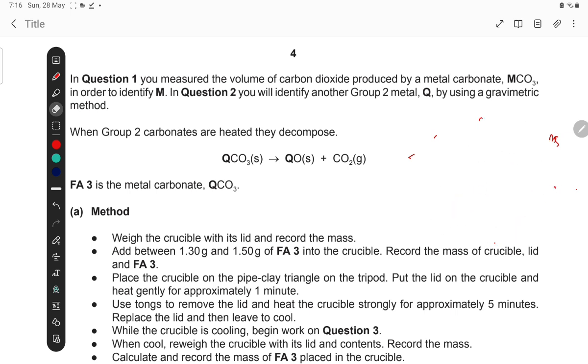In this question, in question 1, you measure the volume of carbon dioxide produced by metal carbonate in order to identify M. M is the metal, unknown metal. This is linked with question 1 of the paper. In question 2, you will identify another group 2 metal Q by using a gravimetric method.